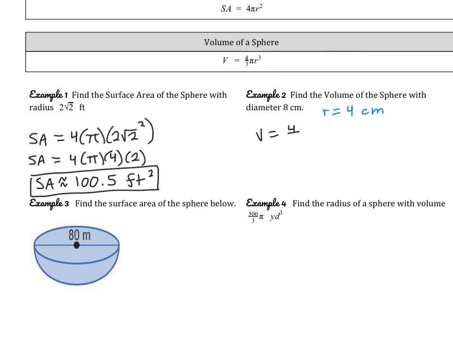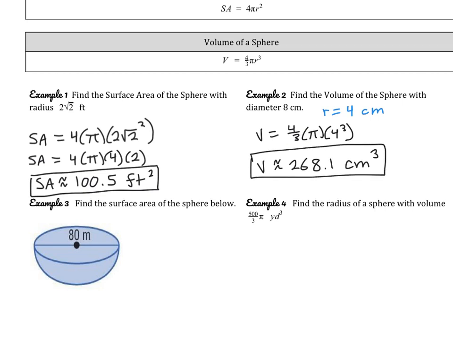So we do 4/3 times pi times 4 cubed. And again, we can plug this into our calculator to get a decimal approximation. And we should get approximately 268.1 centimeters cubed. Remember to always cube your units for volume.